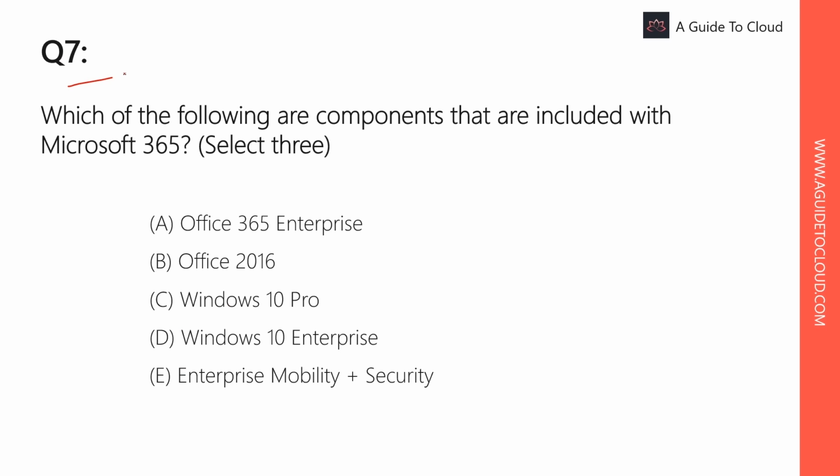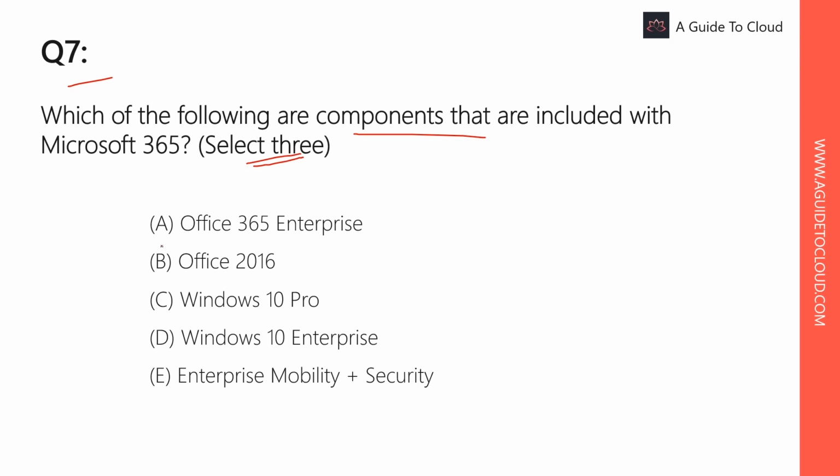Question number 7. Which of the following are components that are included with Microsoft 365? Again, we are trying to find the components which are included with Microsoft 365. Again, we need to find 3 answers. So what are the components involved in Microsoft 365? Microsoft 365 comes with the Office 365 suite, depending on what licensing SKU you purchase. If it is Enterprise, it comes with Office 365 Enterprise, Windows 10 Enterprise, and Enterprise Mobility plus Security.